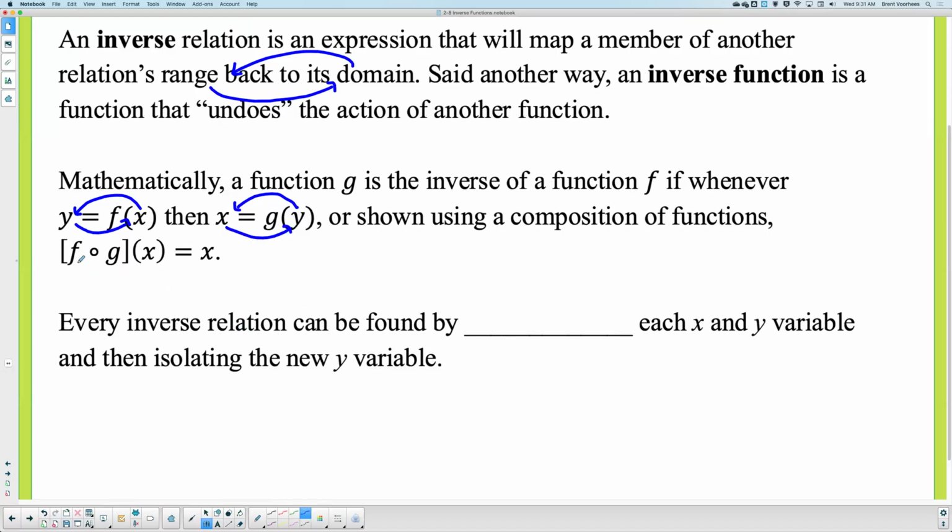That's an inverse. Shown using compositions, if f and g are inverses of one another, then f of g of x will equal x. They'll just cancel each other out, and all that's left is whatever number you originally plugged in. So every inverse relation can be found by switching each x and y variable and then isolating the new y variable. That's going to be our algebra step to solve. So as you can see here, we switched. When we switch here, we just name the function something different. Usually we'll write f with a little power of -1, but in this case it was a g.